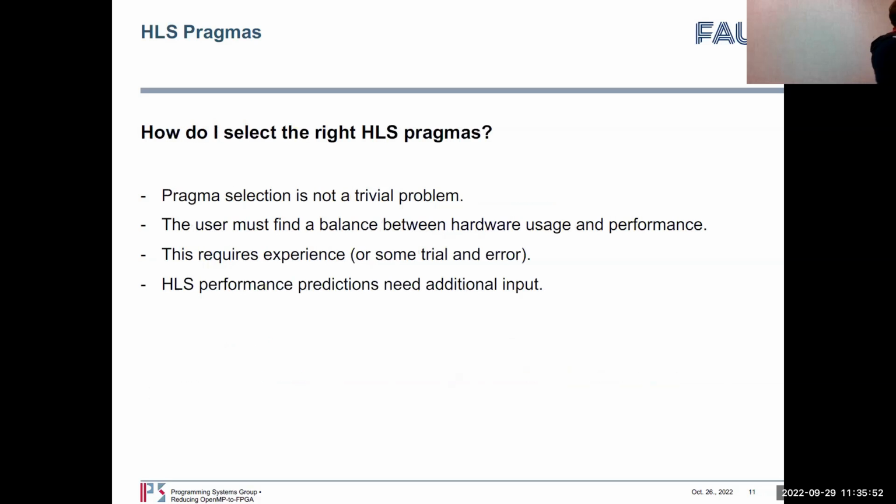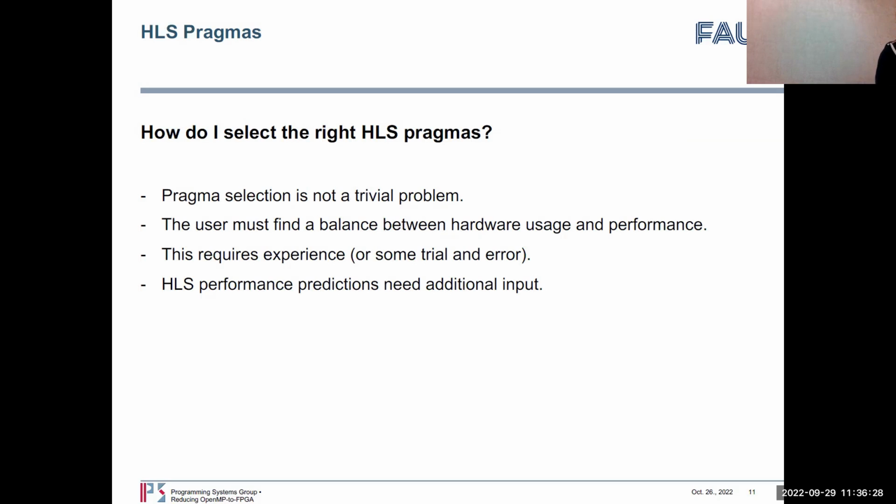So how does one select the right HLS pragmas? And this is not a trivial problem. You have to balance the amount of hardware resources that you're using and the performance you want to achieve. So a seasoned HLS developer would then go ahead and look at, on the one hand, resource estimates that predict how much of the resources of the FPGA are used. And on the other hand, there are performance estimates. So you could balance that out using these estimates, and you'll go on from there.